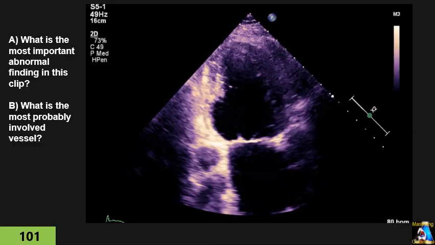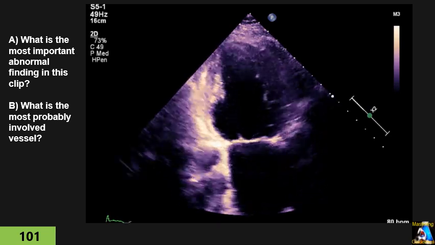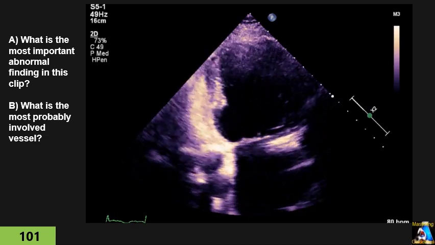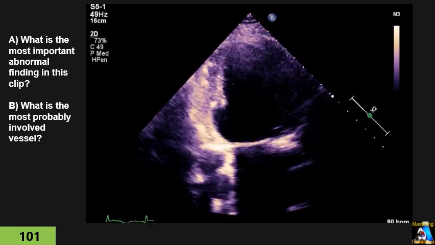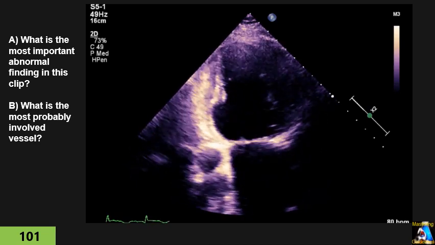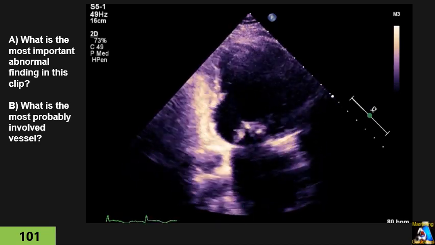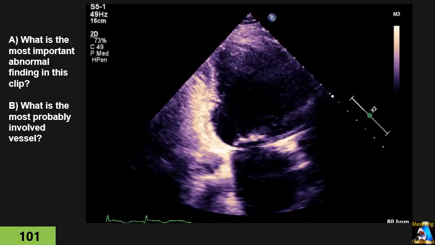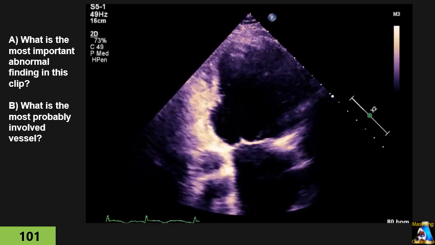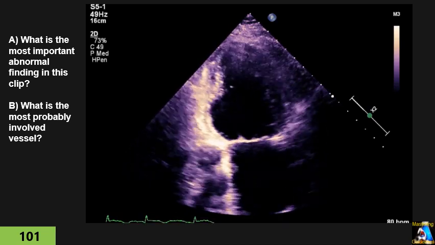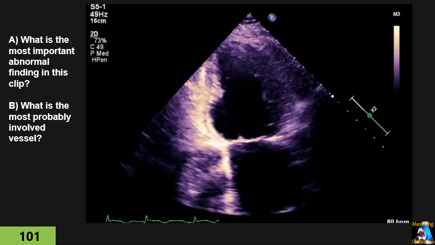Next, on this apical 2 chamber view, what is the most important abnormality you can see? Forget about the ejection fraction and all those things. The most important finding that takes your attention right away. What is that? What do you call it? And do you think any coronary disease is present in this case or not? If there is, which vessel?